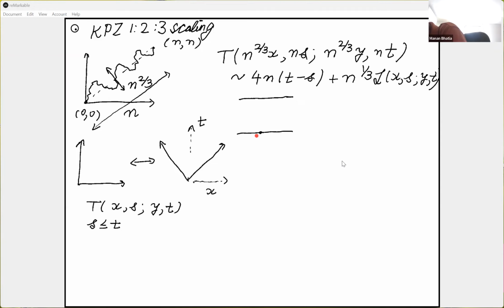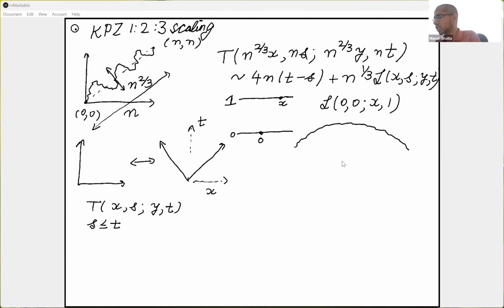So suppose I took the timeline 0, and this is timeline 1. Then I take a space point here 0, and a space point here x. And I consider the passage time L(0,0;x,1). So how does this look? The answer is that this is a parabolic Airy-2 process. You should think of it as a stationary process minus a parabola x squared.